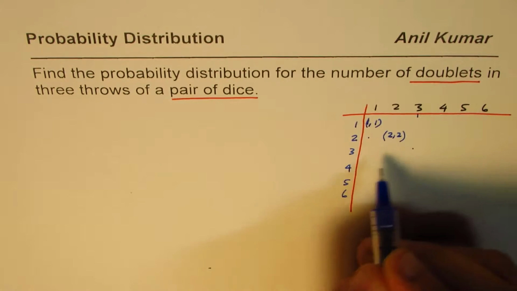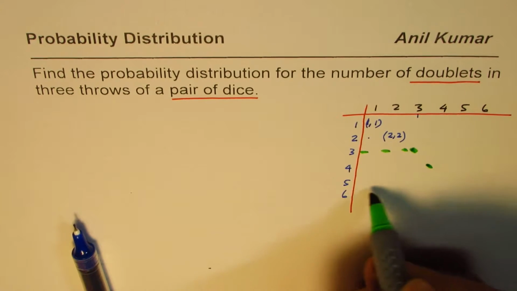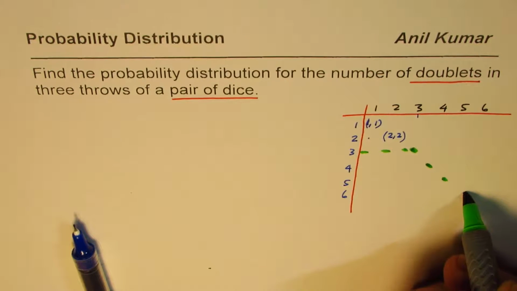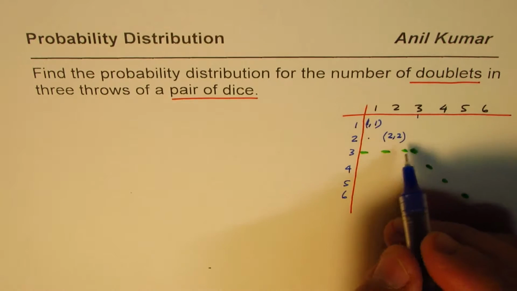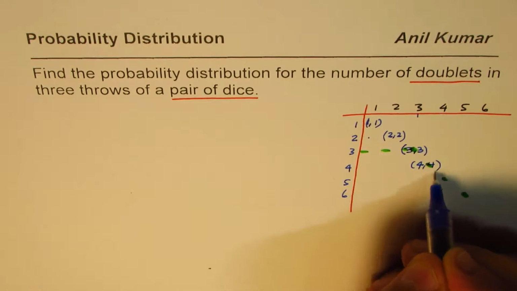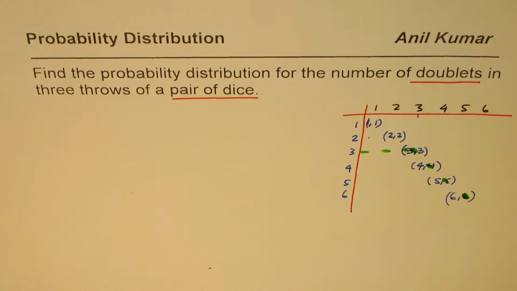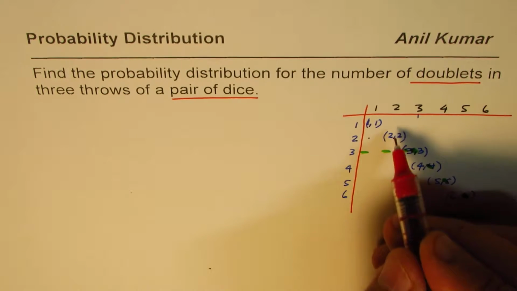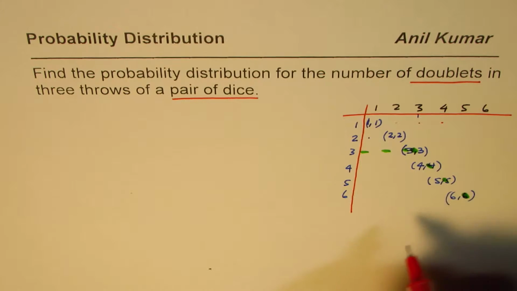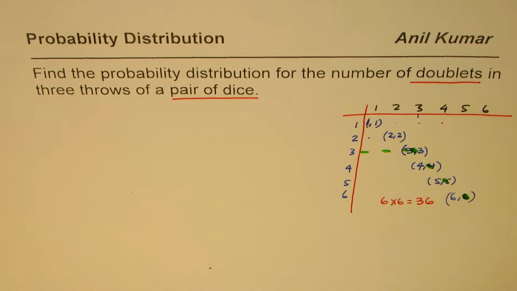Similarly 3, 3, 4, 4, 5, 5, and 6, 6. These combinations, where both dice give the same number, are called doublets, right? And as such, how many outcomes are we going to get? 6 times 6, which is 36. So in this sample space, we have 36 outcomes in every trial.